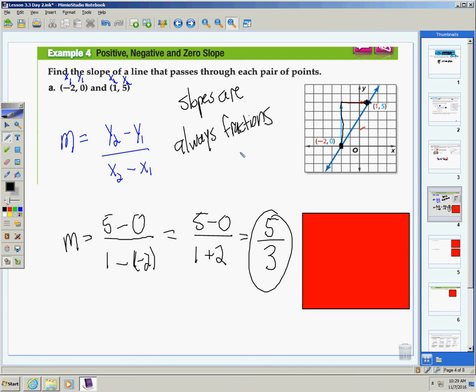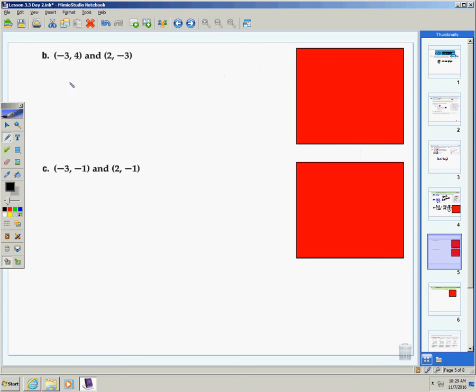So looking at our next two examples, we're going to do the same thing. Label the points x1, y1, x2, y2. Then I'm just going to use my formula. M equals y2, which is negative 3, minus y1, which is 4, over x2, which is 2, minus x1, which is negative 3. And then I'm going to go ahead and rewrite this.